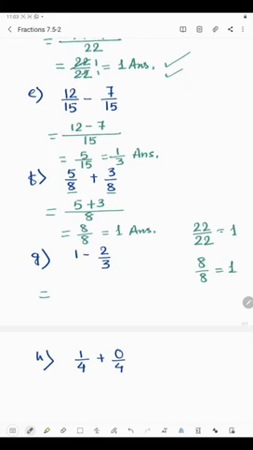Now here in place of 1, what should we write? Here we have 3 in the denominator. So if in place of 1 we write 3 by 3, then 3 by 3 is also 1, because 3 and 3 will be divided by 3, so we'll get 1. Right. So in place of 1 we can write 3 by 3. Now why have we taken 3 only?